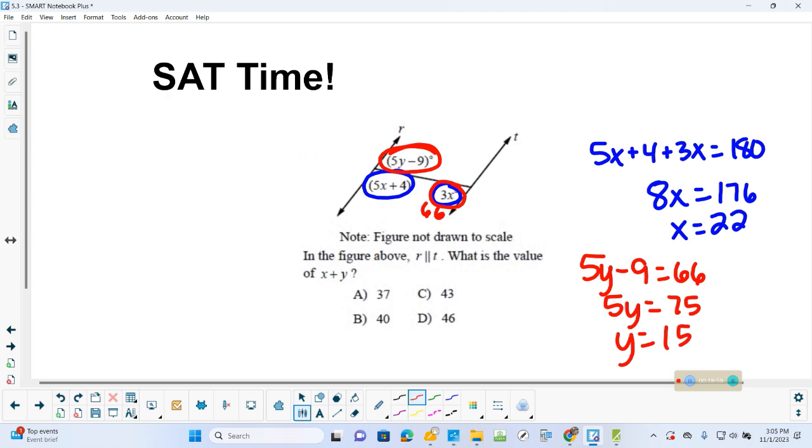Okay, now notice 15, 22 aren't even in the choices. That doesn't mean we didn't do it right, they just get fancy. They want, for a final answer, what is x plus y? 37. Got it. See, that wasn't so bad, just kind of worried. Any questions about that one?